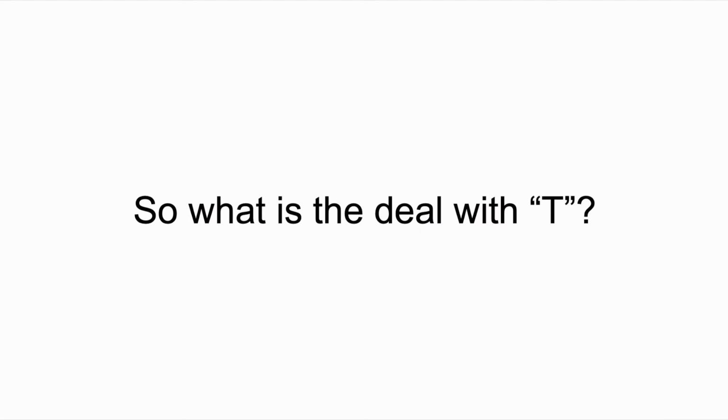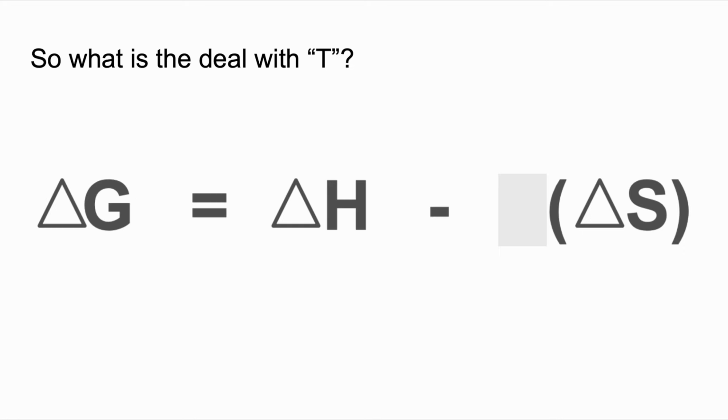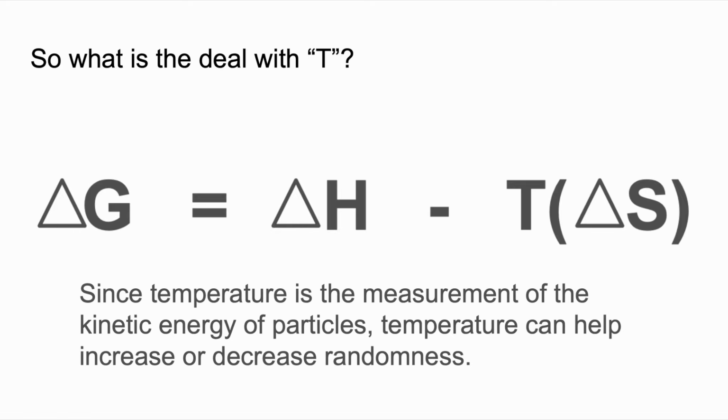So I got to bring this up now. We've been ignoring T up until this point. So let's look at T, temperature, measured in Kelvin. Now, we need to factor this in because temperature, if you remember, it's about kinetic energy. Temperature is the measurement of kinetic energy of particles. So this does impact the randomness of substances. It can help increase or decrease the randomness of particles in a substance.